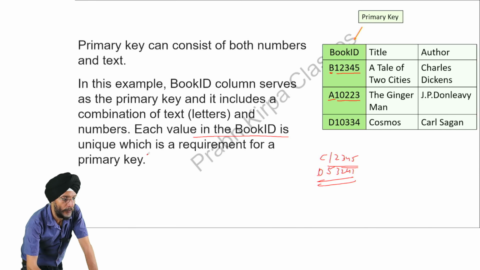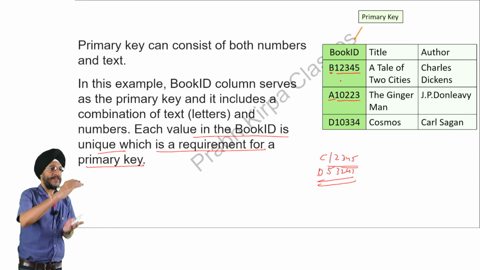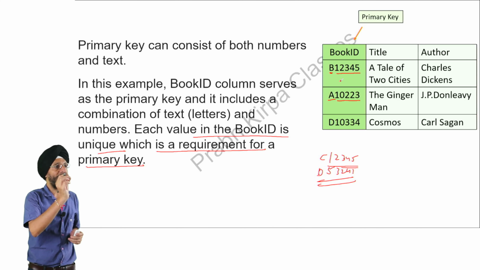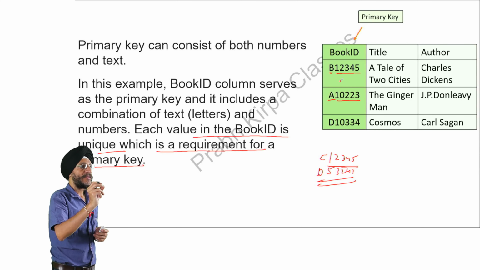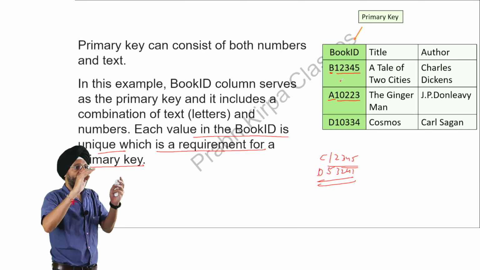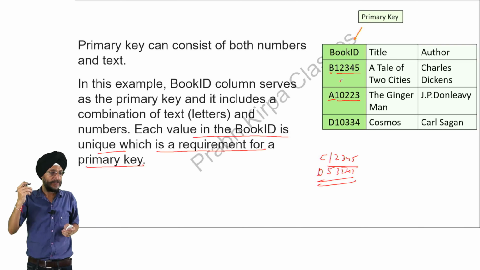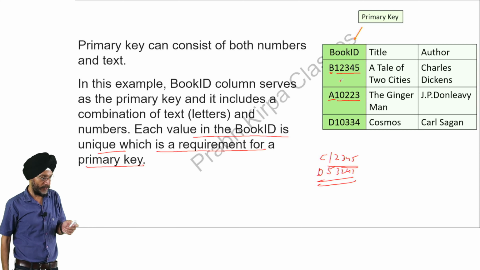Each value in the book ID is unique, which is a requirement of a primary key. That is, two books will not have the same ID. Each book will have its own specific book ID value, which is separate or unique from other books which are available on the online store.